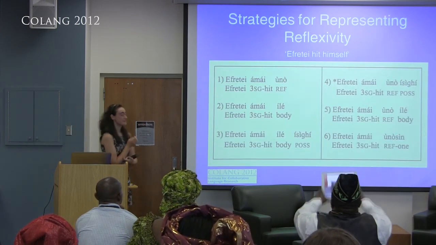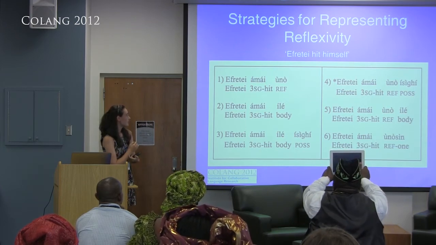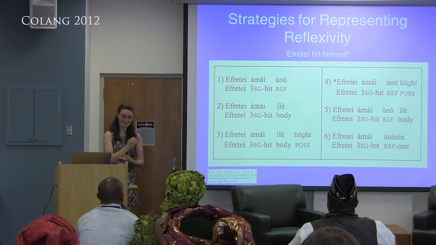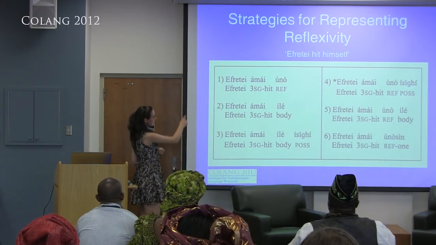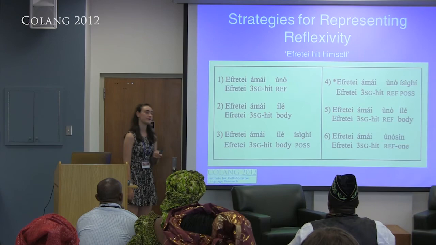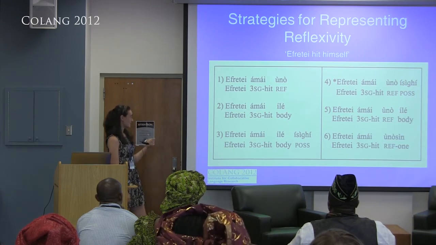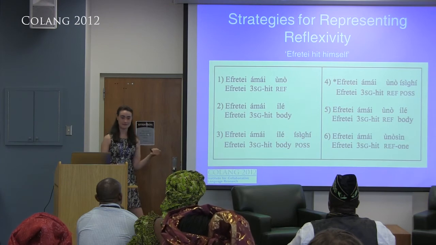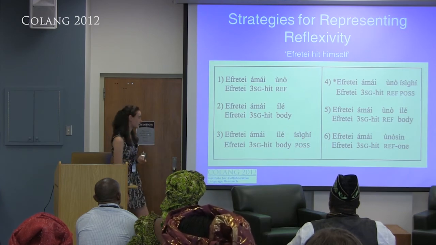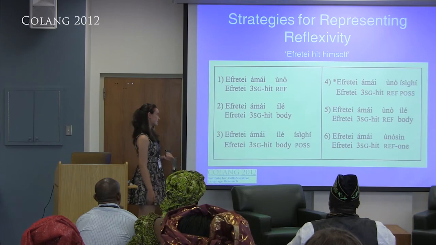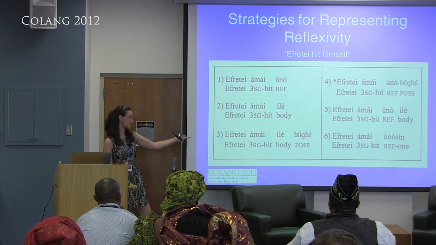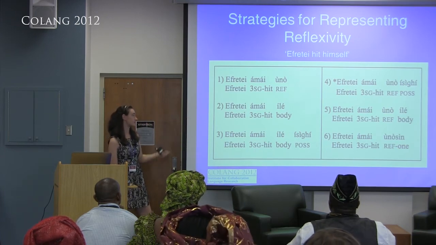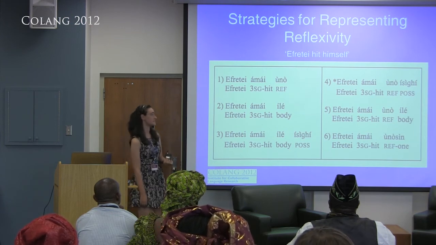I'll talk really briefly about different strategies for representing reflexivity in the language. So these are our six different options for saying Ifrete hit himself, as given by our consultant. So the first version is with the reflexive particle, uno, which roughly translates to self. Our second option is with ile, which is body. We think it is a lexical item that's kind of in the process of becoming grammaticalized, often used to indicate reflexivity, somewhat akin to self. In the third example here, you'll see that ile can be possessed by the possessive pronoun iski. And in example four, you'll see that uno does not have that same power, so that cannot be possessed.